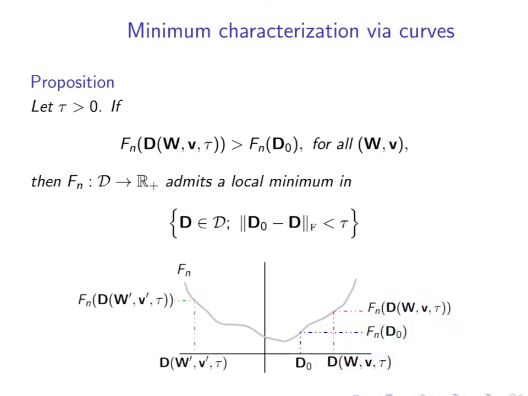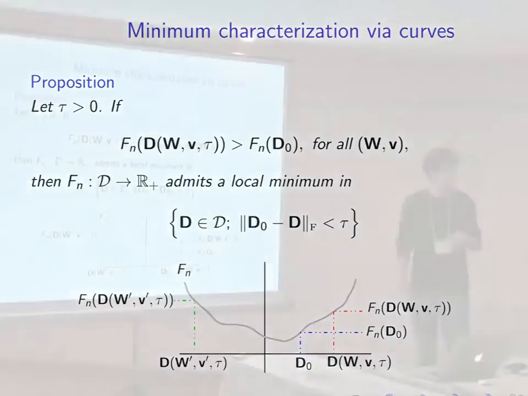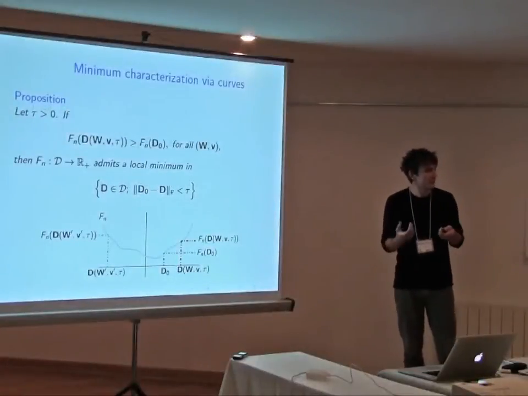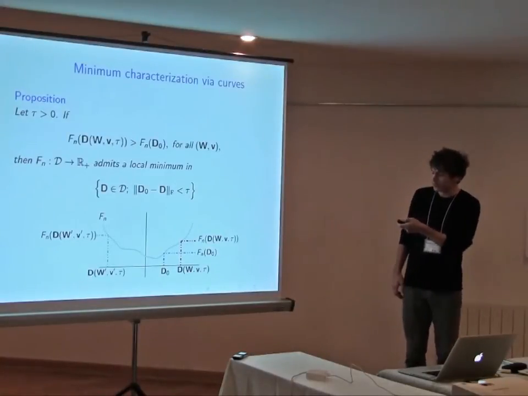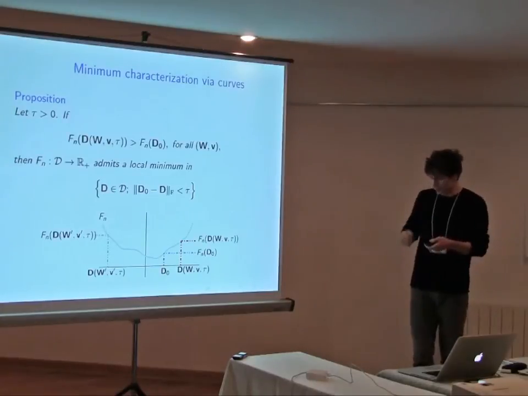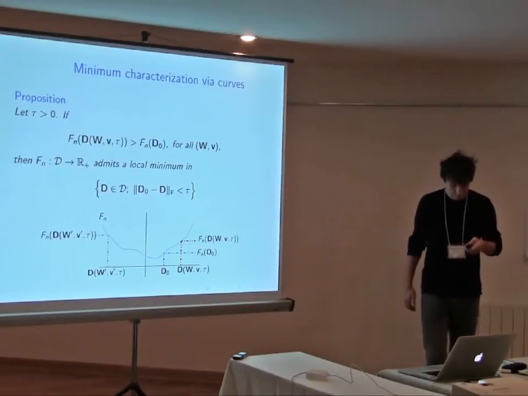So just to give you the intuition of a very simplified case in 1D. Basically, if you manage to find an interval here that contains D0, and at the edges of this interval, you can show that the function takes greater value than the function at D0, thanks to compactness and continuity arguments, you can conclude that there is indeed a local minimum inside the interval also. This is a very simplified view of what's going on because there's no geometry of the manifold involved here, but just to get an intuition of what happens.